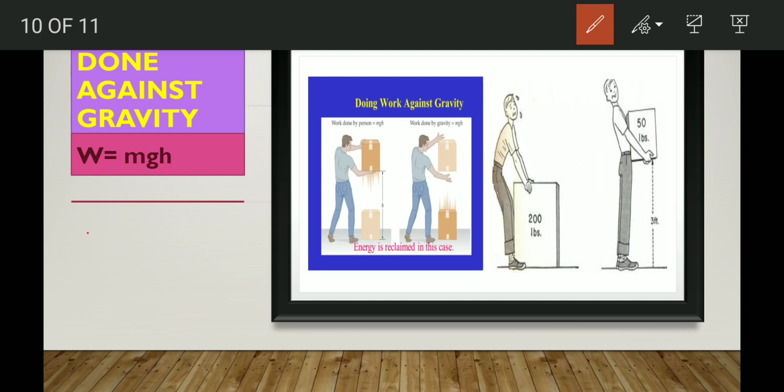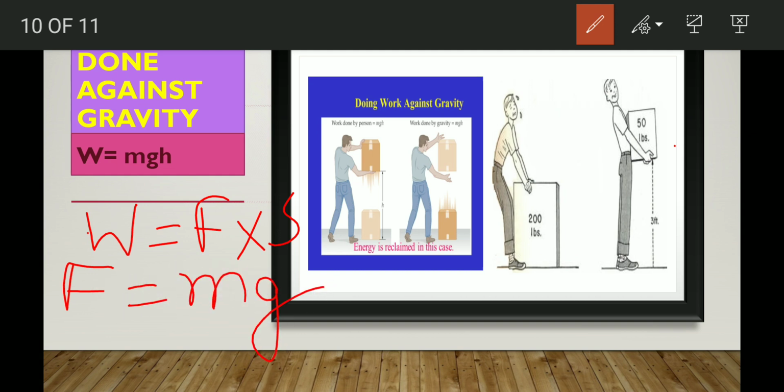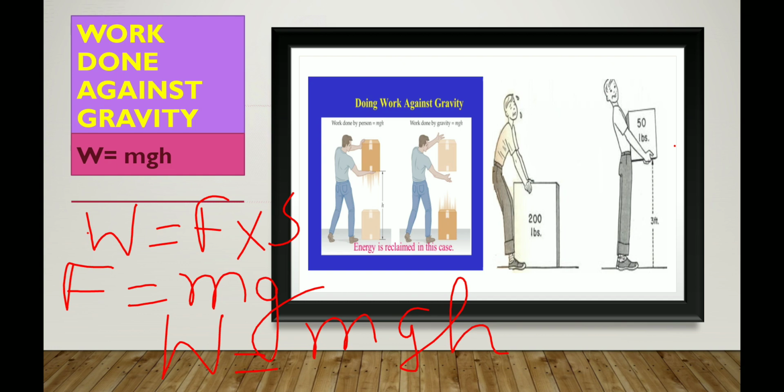We know that work is force into displacement. Now when the body is being moved up or pulled down, the force acting on the body is definitely its weight and the displacement is the height. So this makes W equals mgh. So this is the formula which you will apply when the work is done against gravity. Here definitely we will ignore the negative sign.